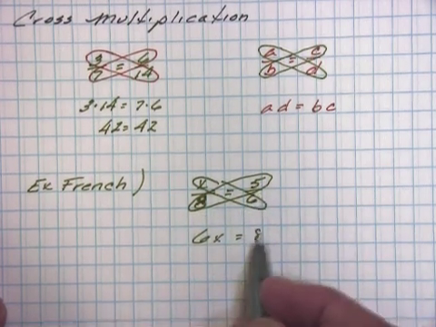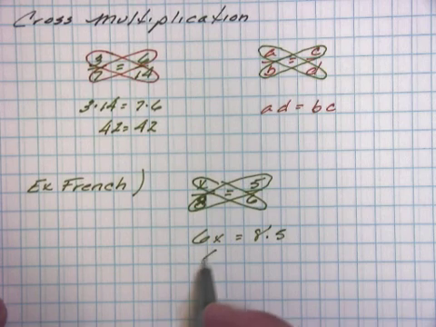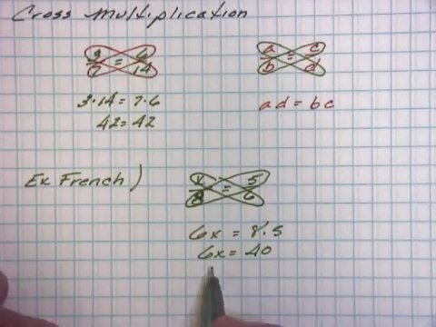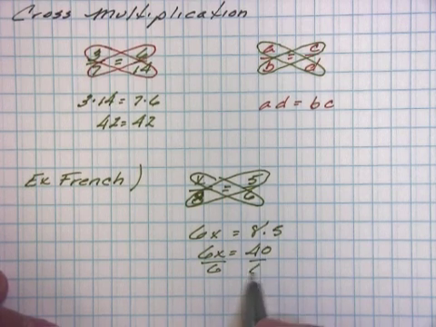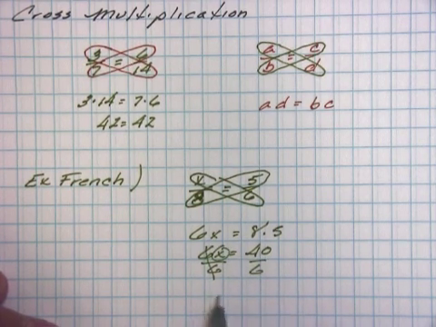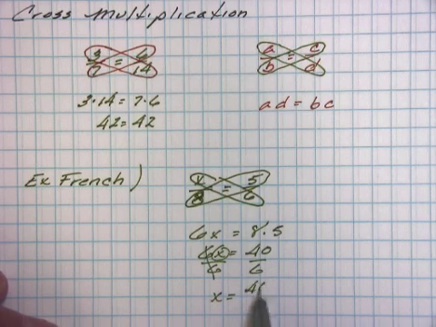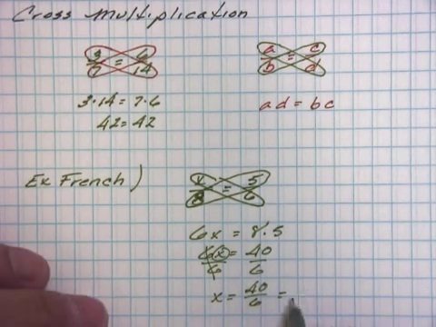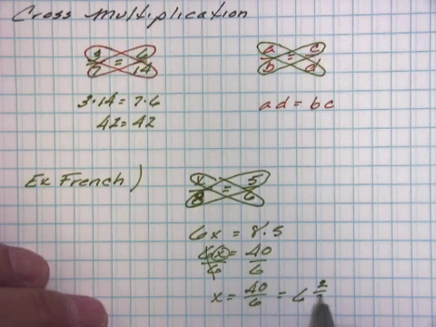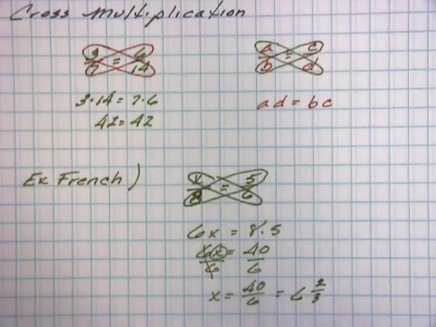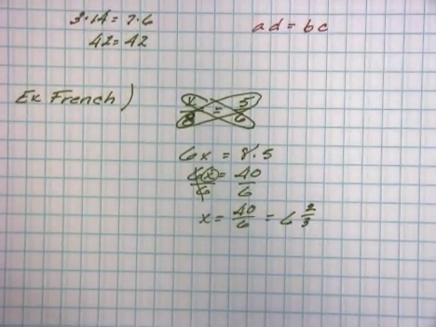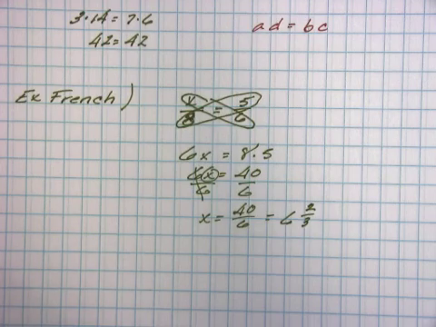Okay, so x times 6, or 6x, equals 8 times 5. So that's 6x equals 40. And then divide both sides by 6. 6's cancel, you're left with x. X equals 40 over 6. And if I reduce that down, that is 6 2/3. So that's how we can use cross multiplication in actually solving a problem.